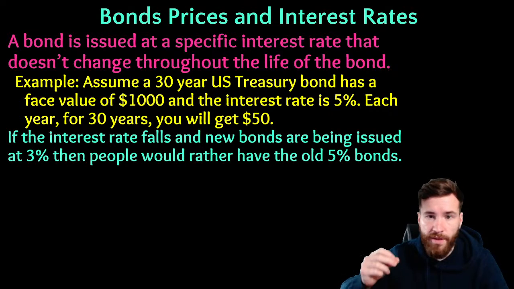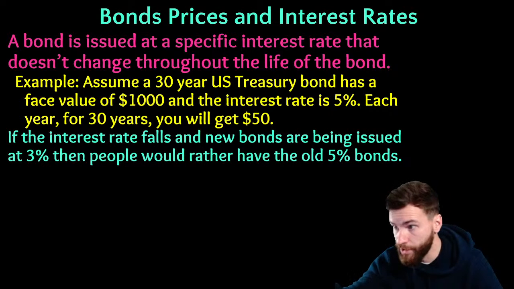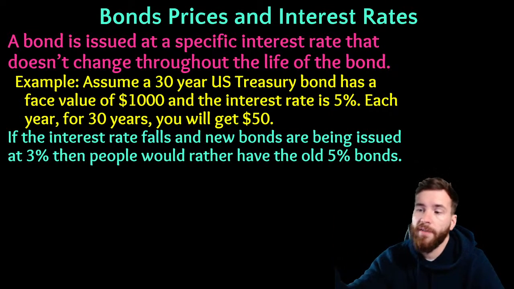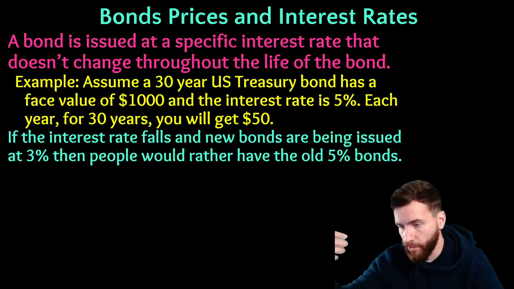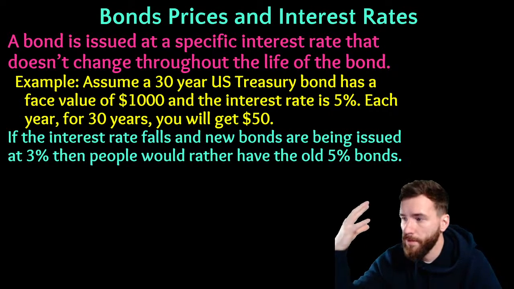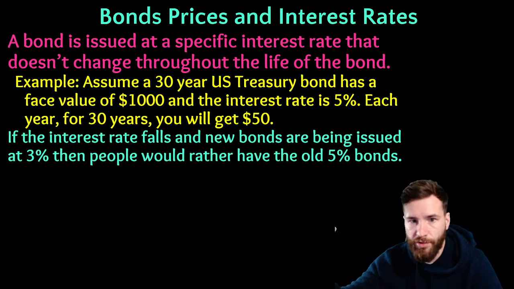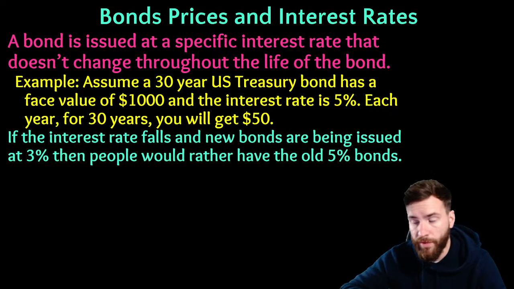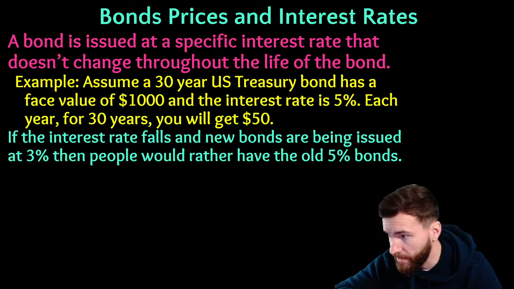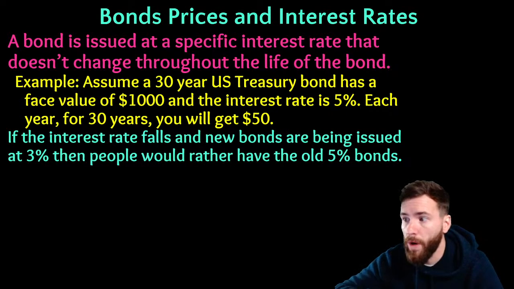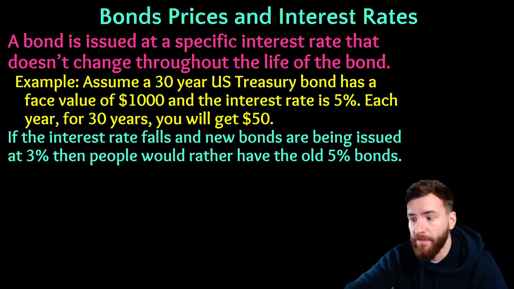Would you rather have the old bond that has a rate of return of 5%, or would you rather have a new bond that has a rate of return of 3%? Which bond is more attractive? The bond that's more attractive is the higher yield, the bond that has the highest interest rate. So if interest rates change and now the Federal Reserve is only issuing bonds at 3%, people are going to want that 5% bond more than the new bonds. So what's going to happen to the value of your bond?